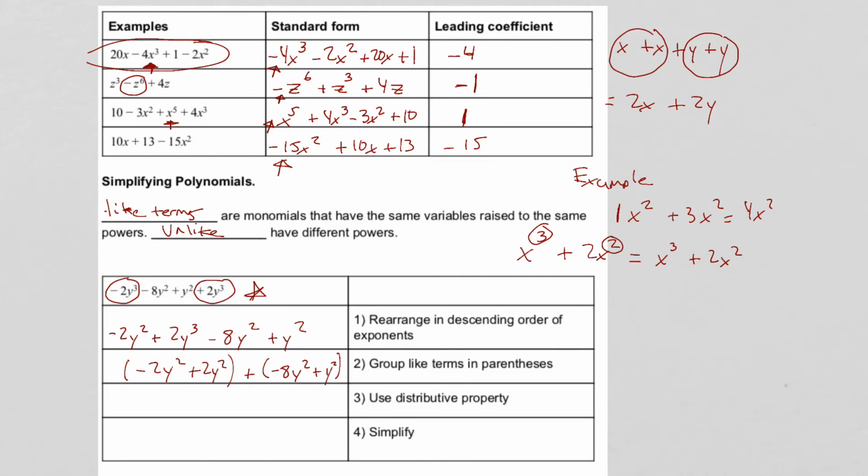So we've grouped the like terms in parentheses. Now what we're going to do is factor out their common term.